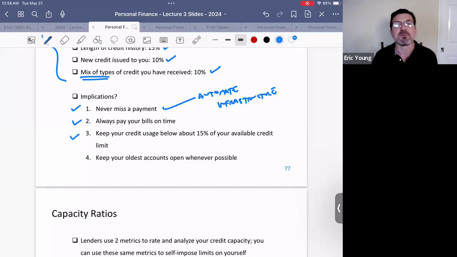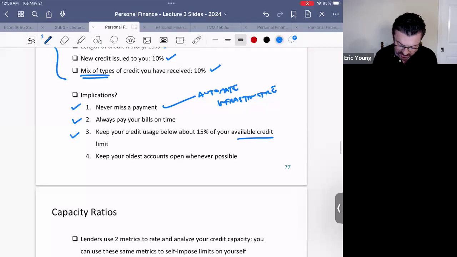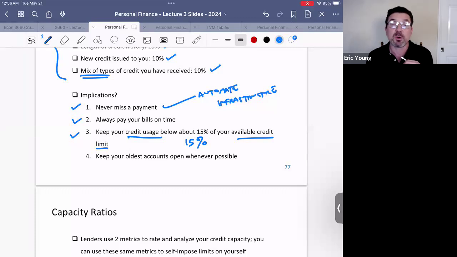With all of your different credit tools, you're going to have a total available credit limit. You want to keep your credit usage at, well, how about this? At most 15%. So if you have a credit card limit of $10,000, 15% of 10,000 is 1,500. You don't want to run usage above that number.